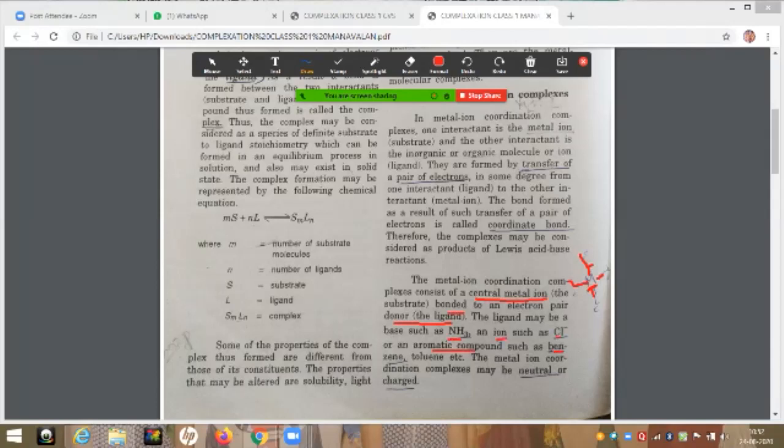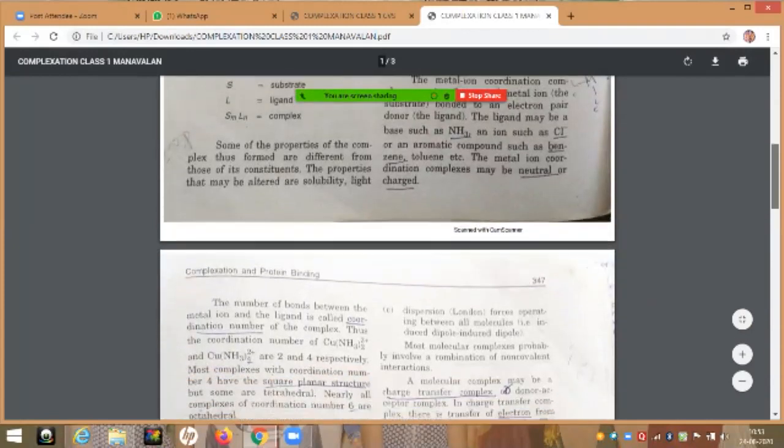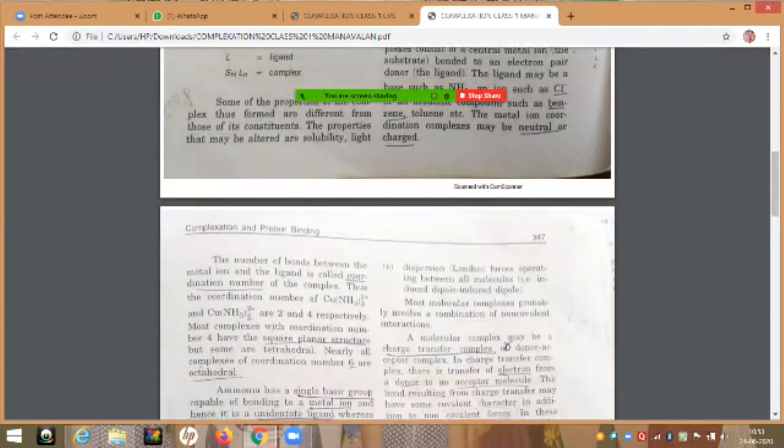Here the metal ion coordination complexes may be neutral or they may be charged. So overall, it consists of a metal ion bonded by the pair of electrons from the ligand, that is the donor. Your metal ion is the receiver, the acceptor: donor and acceptor. And the bond formed is nothing but the coordinate bond. So that is about the metal ion coordination complexes.